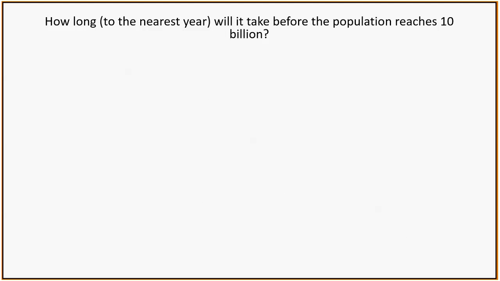Now we want to know how long, to the nearest year, it will take before the population reaches 10 billion. So we know our equation. That's A equals 6.8 e to the 0.0114t. And we're trying to find t. We're trying to find the time it takes for A to equal 10. So the first thing we're going to do here is divide each side by 6.8. And 10 over 6.8 is 1.47. So we get 1.47 equals e to the 0.0114t.